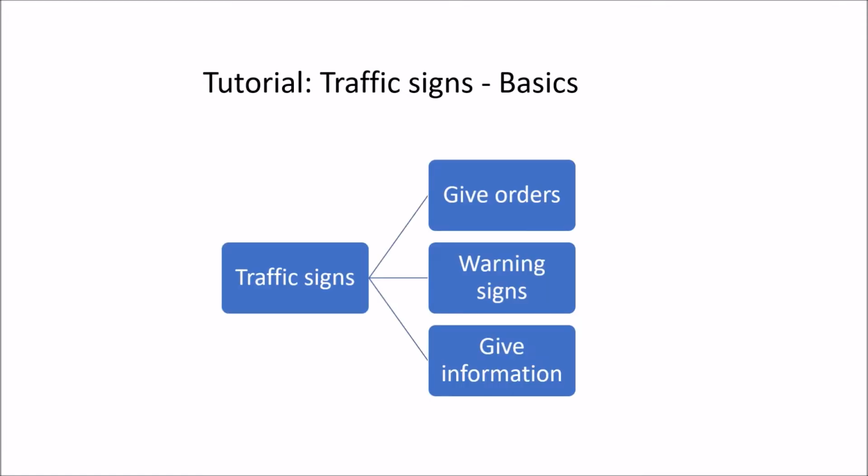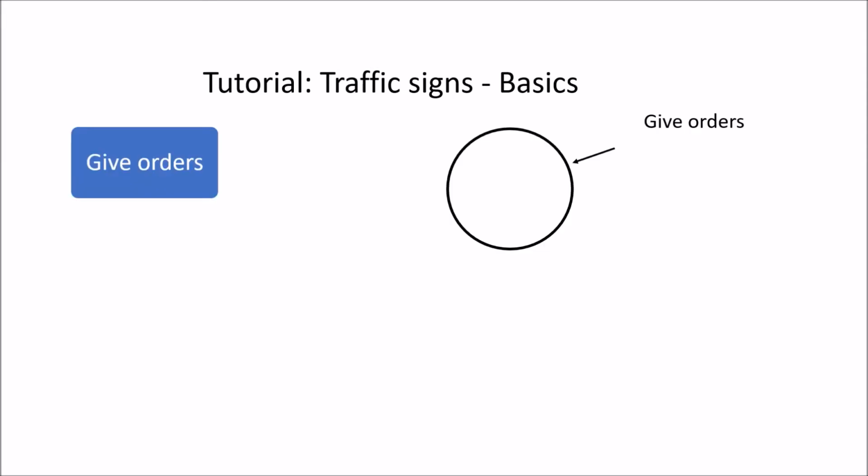So the traffic signs are divided into three different categories. The first one are the give orders. The second are the warning signs. The third is the information signs. And each of these category is represented by a specific shape. And we'll see this in the next slide.